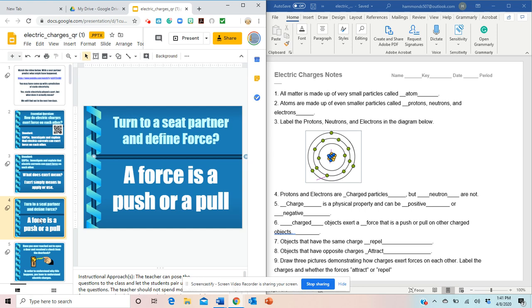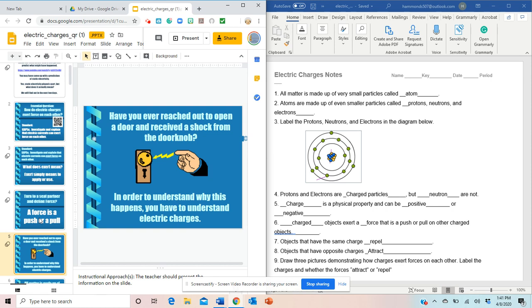All right, we're going to go past this. I'm going to go ahead and get to the beginning of the notes. Where it says, have you ever reached out to open a door and received a shock from the doorknob? And I have. Typically in the fall, when I'm wearing more sweaters, it seems like I get shocked more often when I go to open the door than when I just wear lighter springtime clothes that are not as heavy as a sweater. Well, in order to understand why this happens, you have to understand what electrical charges are.